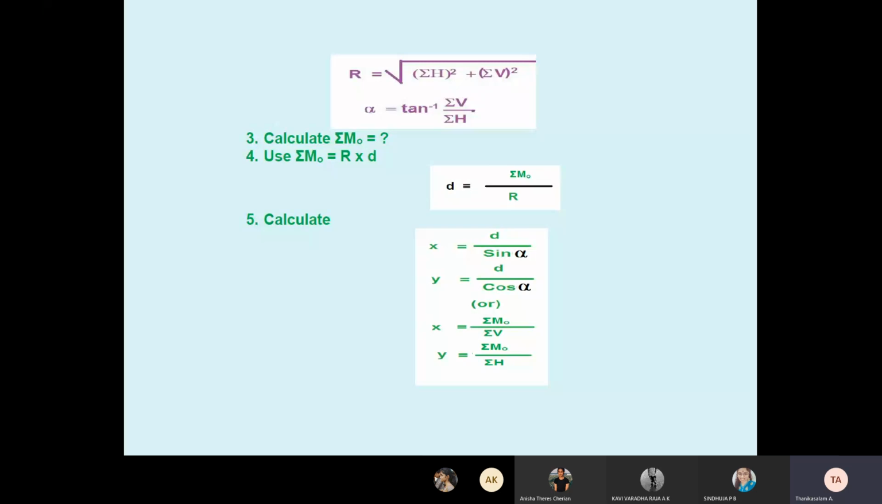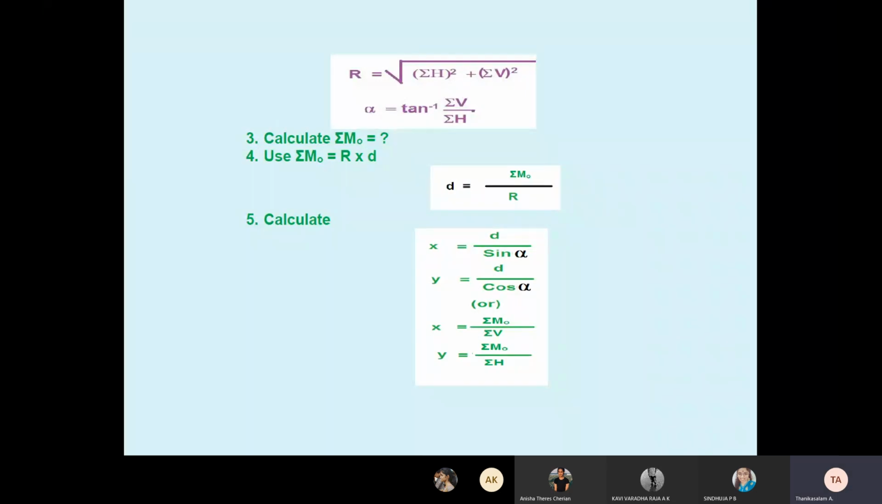You know moment equals force into perpendicular distance. If clockwise, the moment takes a positive value. If it is negative, that means anti-clockwise moment. Then we know Varignon's theorem: resultant force moment equals summation of individual force moments. Therefore, summation M naught equals R into d. So we have to calculate d, the distance: summation M naught divided by R.